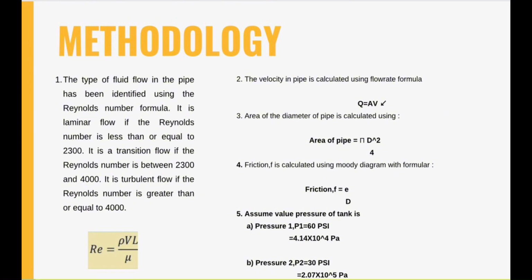And then second, the velocity in the pipe is calculated using the flow rate formula. This is the formula for flow rate. Third, the area of the diameter of the pipe is calculated using area of pipe equals pi d to the power of 2 over 4. Fourth, friction is calculated using the Moody diagram with the formula. This is the formula for friction, E over D. Assume the formula for pressure of the tank is A, pressure 1 and B, pressure 2. This is the value of pressure 1 and 2.